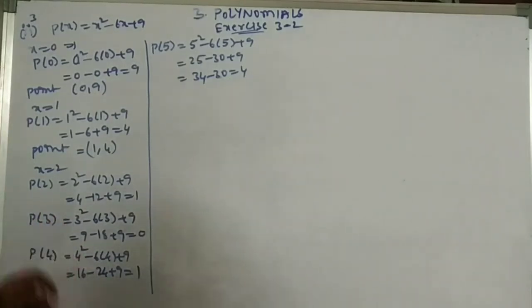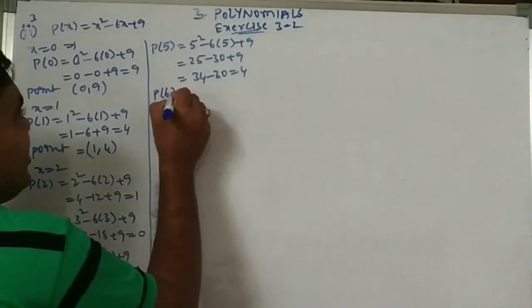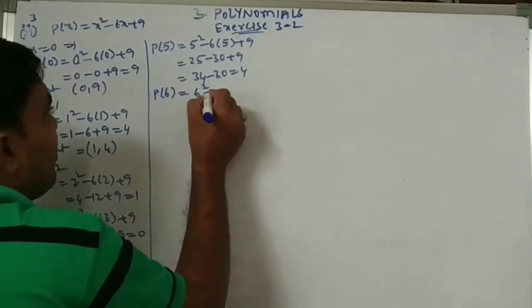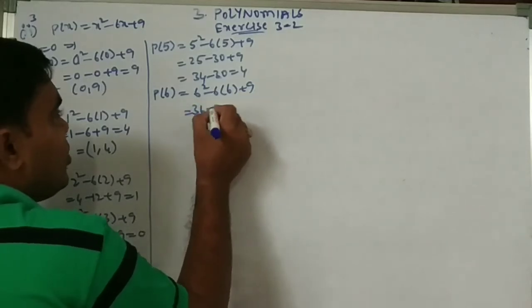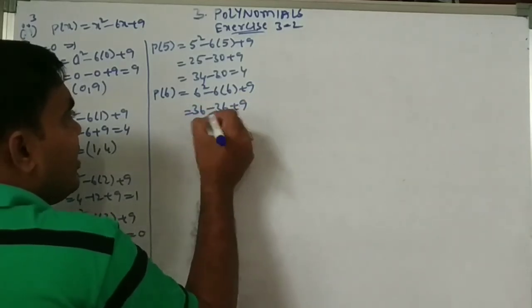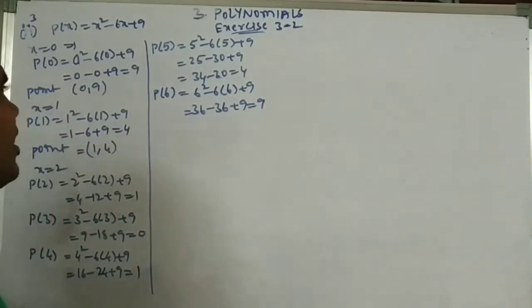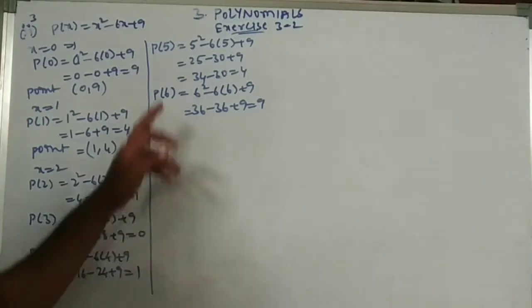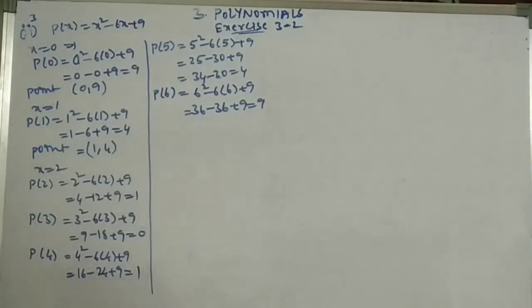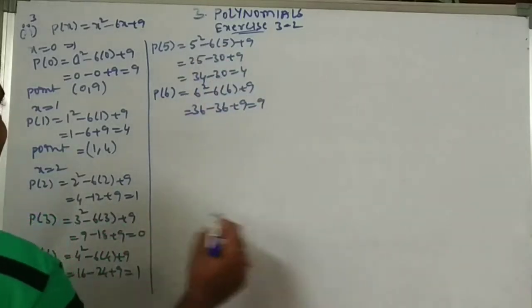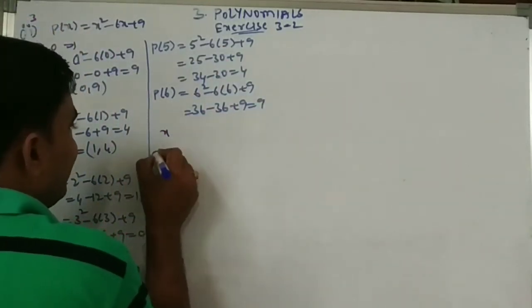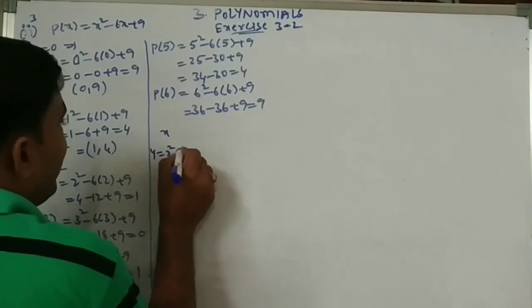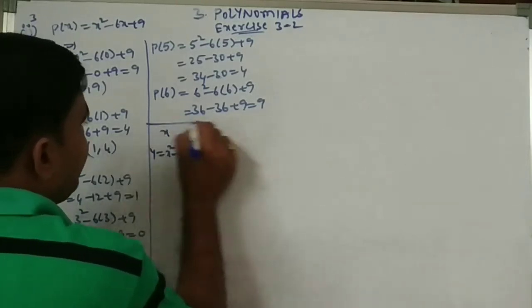Now one more, P of 6 I am finding. 6 square minus 6 into 6 plus 9. 6 square equal to 36, 6 into 6 is 36, 36 plus 9. 36 minus 36 cancel, we are getting 9. So these are the values, and they are increasing on both sides. So I am taking y equal to x square minus 6x plus 9.